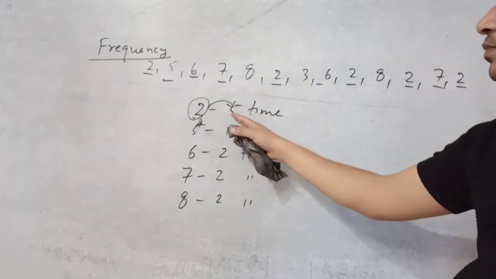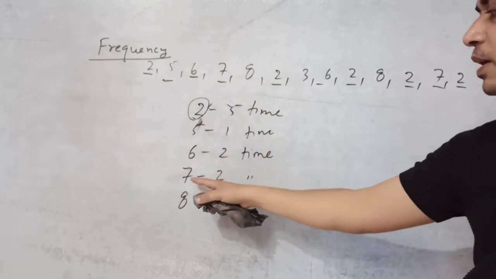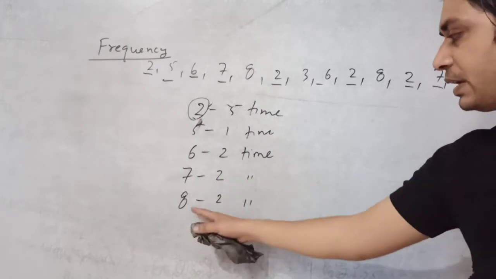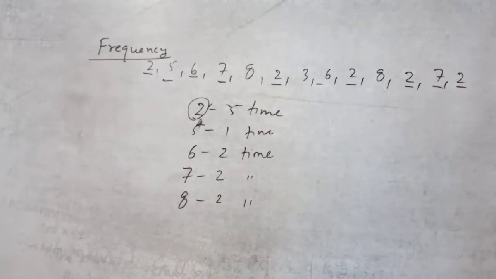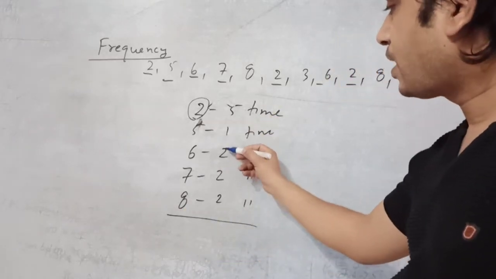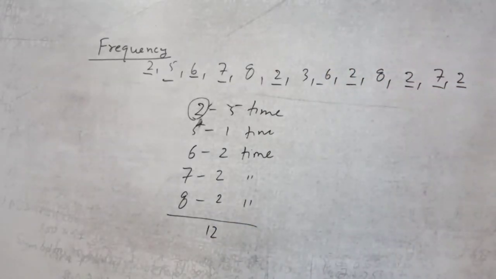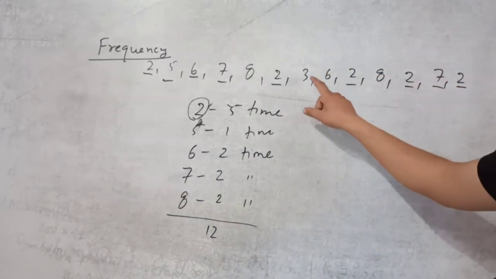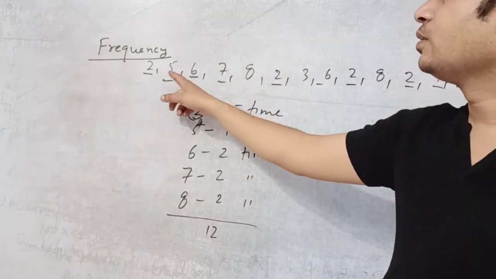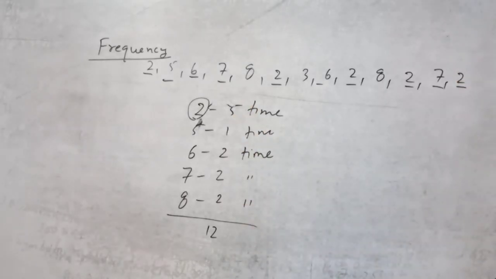So 2 is coming 5 times. 5 is coming 1 time. 6 is coming 2 times. 7 is coming 2 times. 8 is coming 2 times. This all is known as the frequency, how many times the number is coming. So how many total numbers are there? We will count: 5, 6, 7, 8, 9, 10, 11, 12. So 12. Here also we can count 1, 2, 3, 4, 5, 6, 7, 8, 9, 10, 11, 12. 5, 11 and 1, 12.